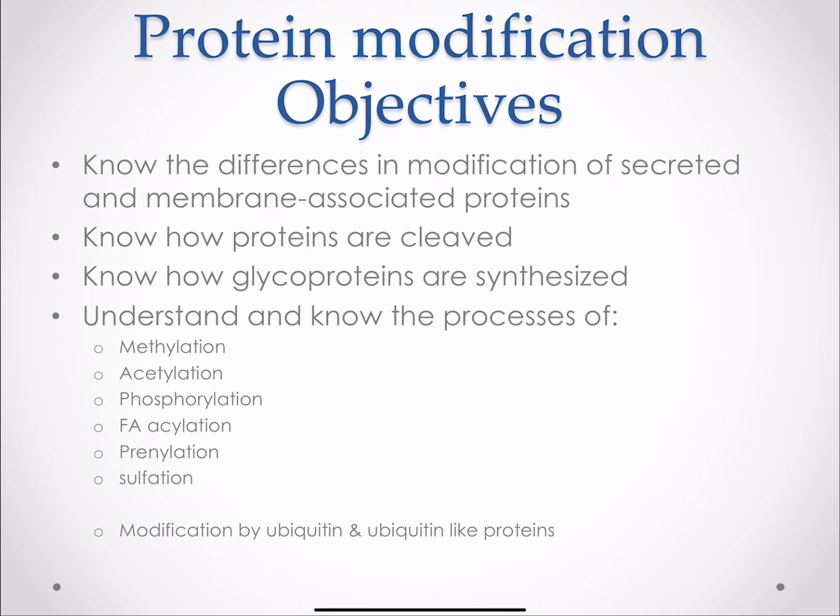Methylation, adding methyl groups, acetylation, adding an acetyl group, replacing the hydrogen on an alcohol. Phosphorylation, kinases add, phosphatases take away. Fatty acid acylation and prenylations to allow for your proteins to interact with lipid bilayers and get embedded into lipid bilayers. And also adding those sulfur groups, disulfide bonds, etc. There's also going to be modification by ubiquitin and ubiquitation.